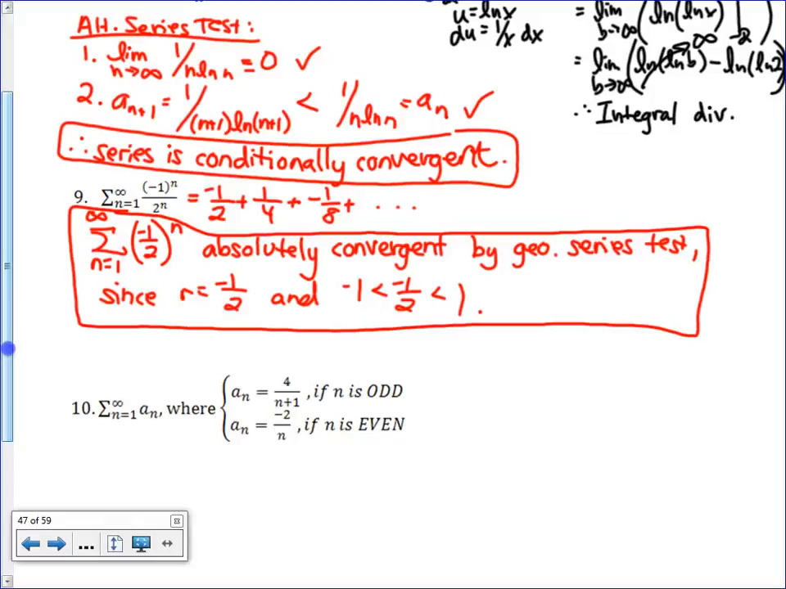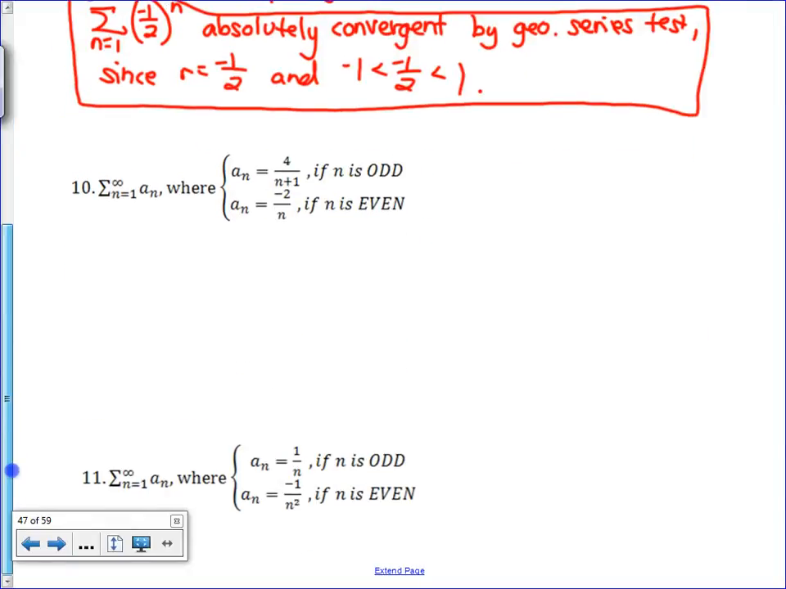Oh, you guys are already scared for number 10. Yes. Uh-oh. It hurt. Piecewise function. Two of them. Here we go. We got it. We got it.